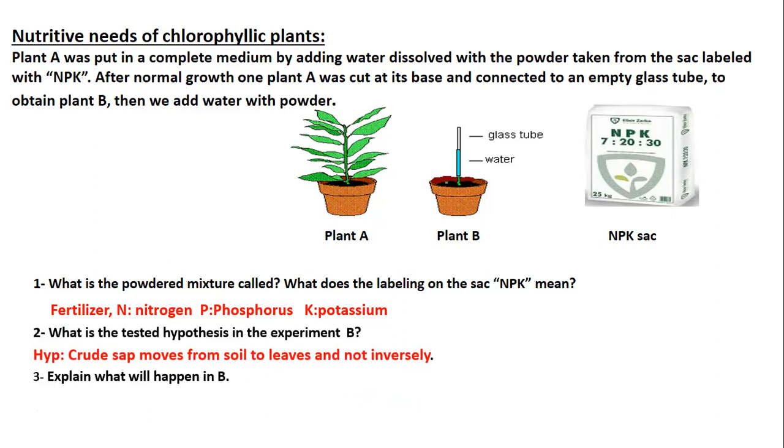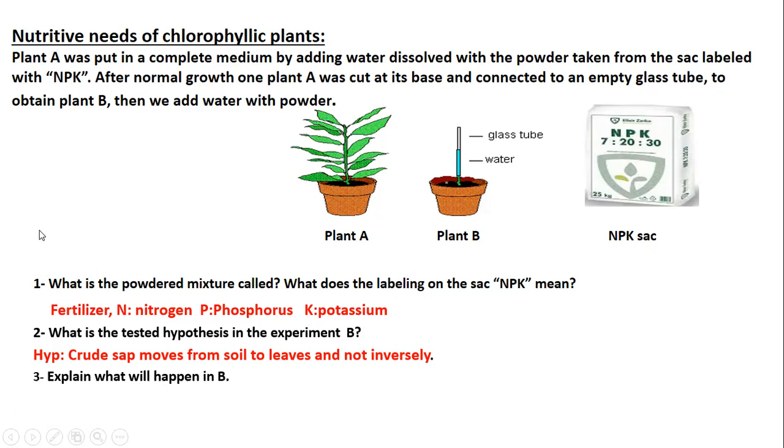What is the test hypothesis in the experiment? Hypothesis: root sap moves from soil to leaves and not inversely. It means that root sap, which is made of water and mineral salts, can be transported in this way upward and not in the inverse direction.